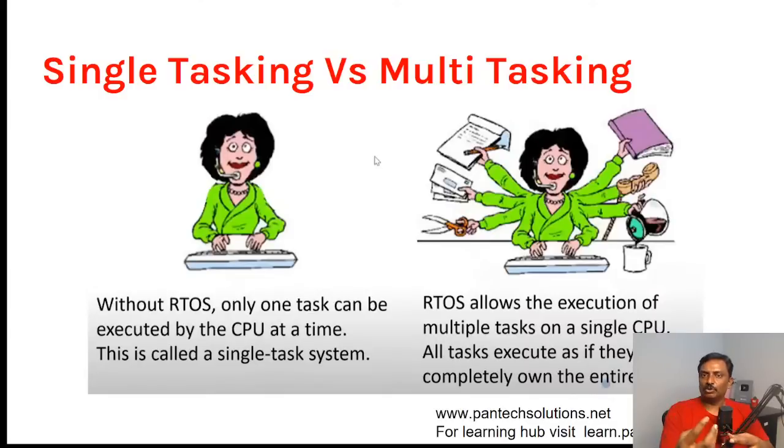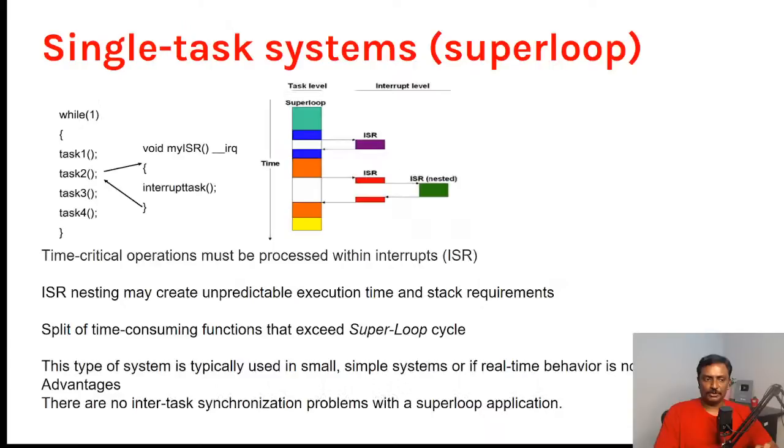An embedded CPU without an RTOS can handle only a single task, but by using an RTOS you can do multitasking on a single CPU. That is an advantage of an RTOS. Without a real-time operating system you can do only a single task on the embedded CPU; by using an RTOS, you can allow the execution of multiple tasks on a single CPU.